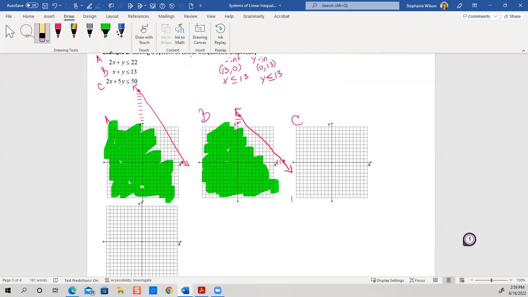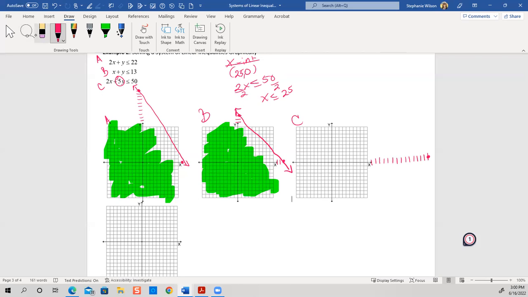All right, now let's do C. Find its x and y intercepts. So when I plug in the x-intercept, I plug in 0 for y. So I get 2x is less than or equal to 50, and I just put 0 in for y and it went away. Divide by 2, I get x is less than or equal to 25. All right, so I need to go out. 1, 2, 3. Well, it's going to be a big one, so about right there.